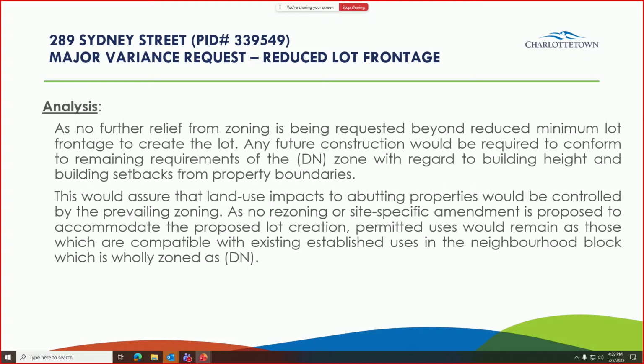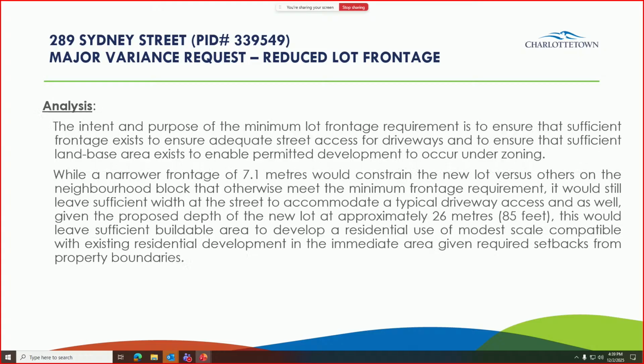As no further relief from zoning is being requested beyond the reduced minimum lot frontage to create the proposed lot, any future construction would be required to conform to the remaining requirements of the downtown neighborhood zone with regard to building height and building setbacks from property boundaries. This would assure that land use impacts to abutting properties would be controlled by the prevailing zoning, as no rezoning or site-specific amendment is proposed to accommodate the lot creation. Permitted uses would remain as those which are compatible with existing established uses in the neighborhood block, which is wholly zoned as downtown neighborhood.